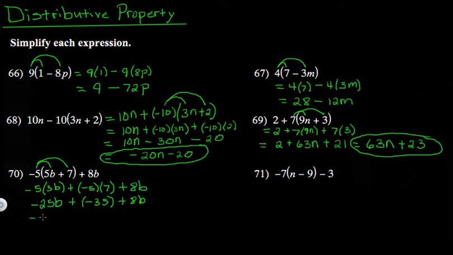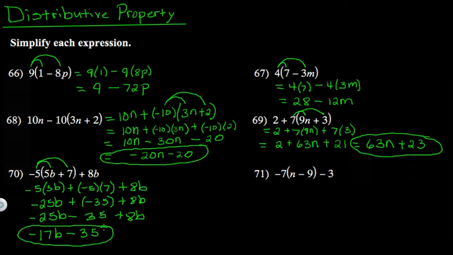We can say that this is negative 25b minus 35 plus 8b. And then here, the 8b and the negative 25b are like terms. So if I think negative 25b plus 8b, and I add those together, that gives me a negative 17b. So this becomes negative 17b minus 35, right? And that is our final answer using the distributive property.